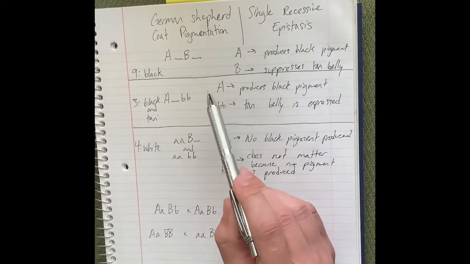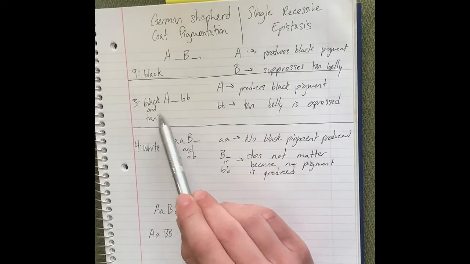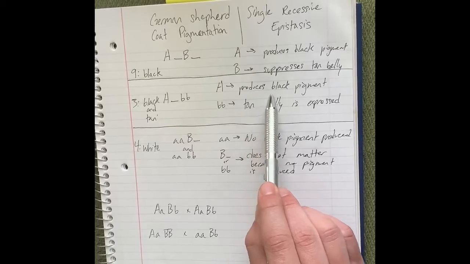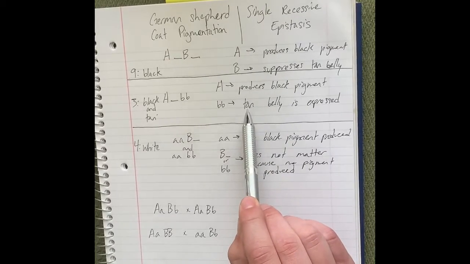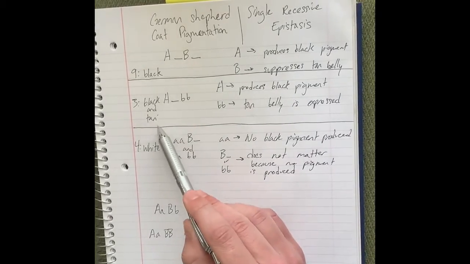Conversely, individuals with dominant A's and homozygous recessive B's will be black and tan, because we are getting black pigment production, but the tan belly suppression is not being expressed in this scenario. So we have black and tan German Shepherds.